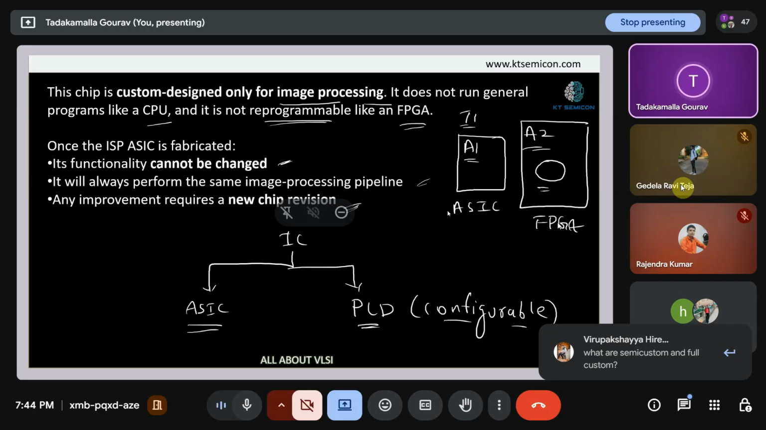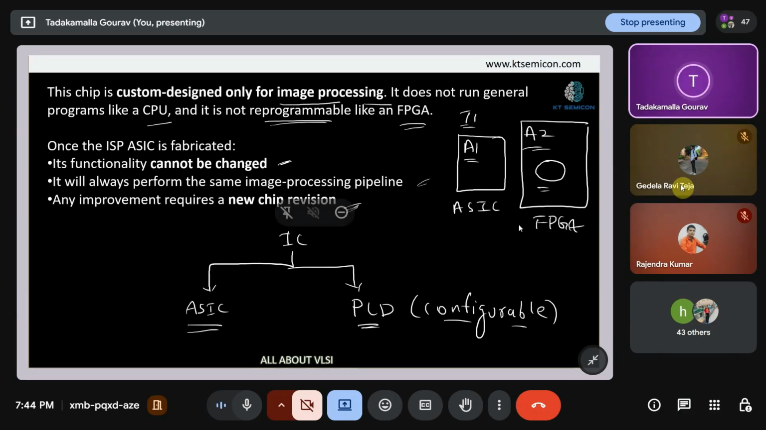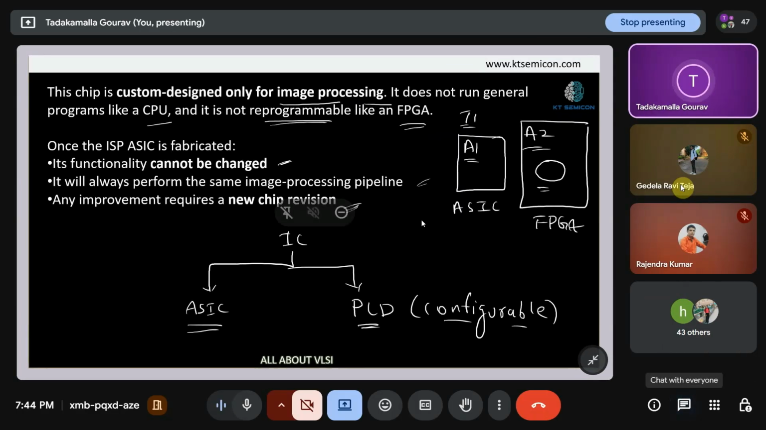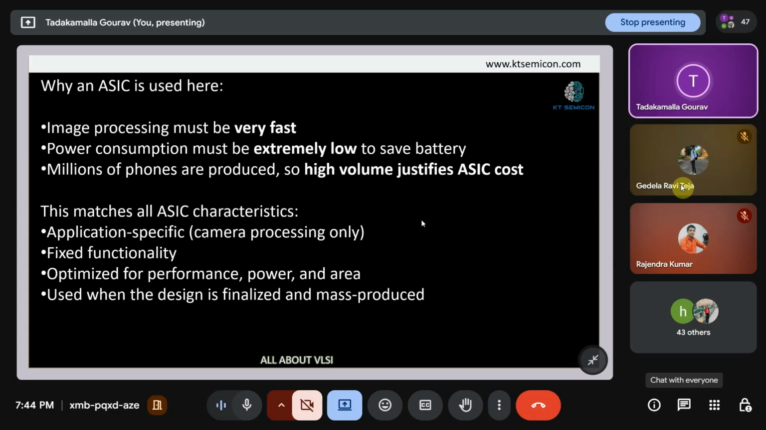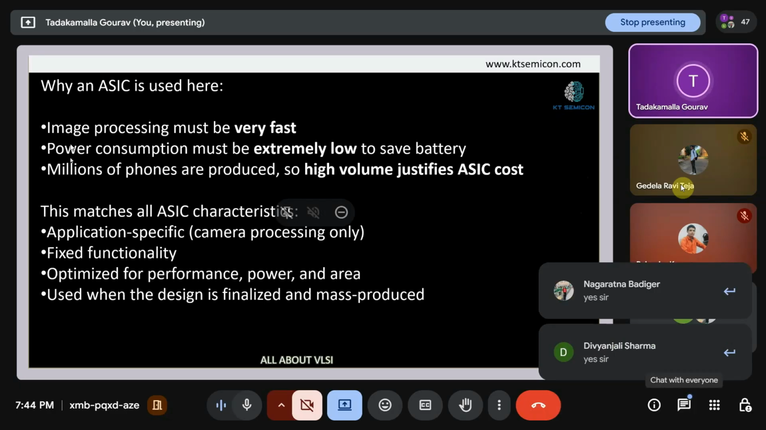Yeah, we will come to each and every question which you are going to ask, which is present in our next slides. Okay. And coming to lower power consumption, yes, that is also correct. And someone has commented, yeah, for mass production also. Exactly. So is it clear why we are basically using this ASIC when we compare it with FPGA? So basically, this ASIC is used for image processing, for example, in this particular example, right?